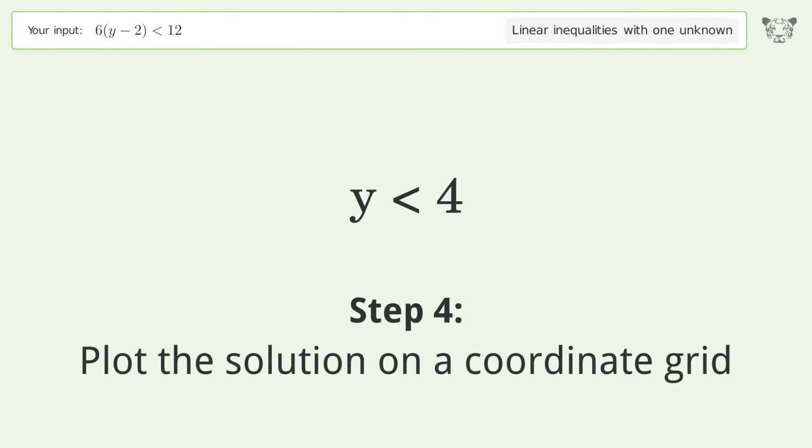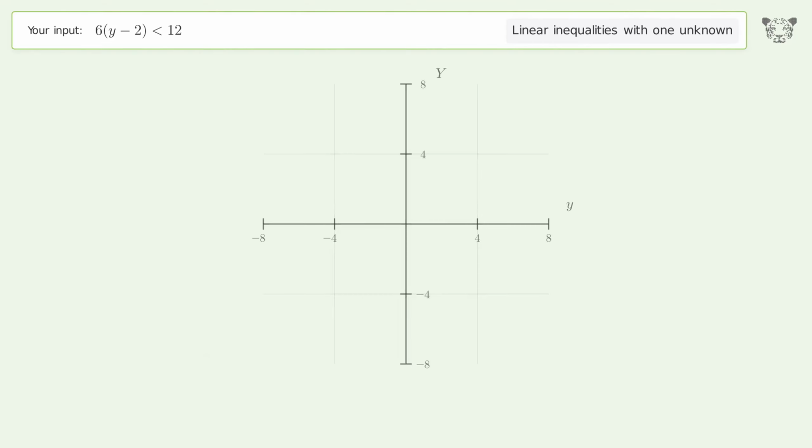Plot the solution on a coordinate grid. And so the final result is y smaller than 4.